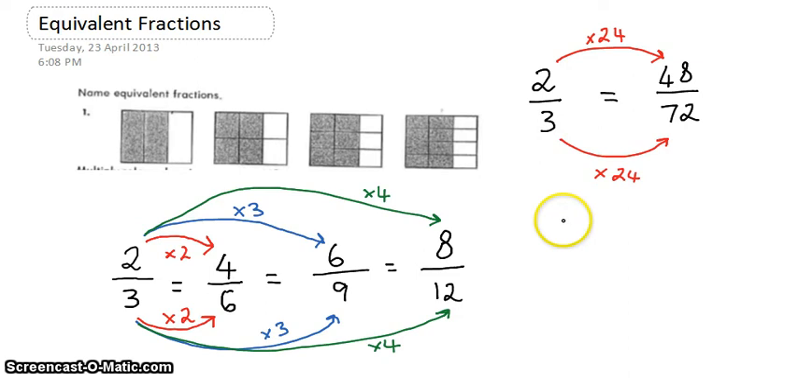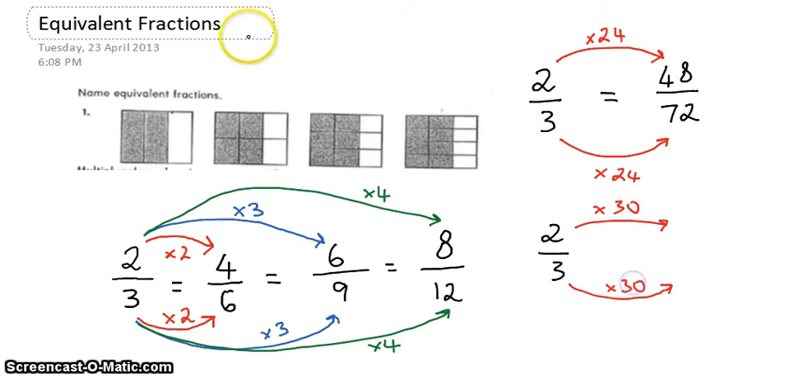So it's very easy to find equivalent fractions of a number. All we need to do is multiply them by the same number to the top as we do to the bottom. So here's another one. We're multiplying by 30, top and bottom, and we get another equivalent fraction, which is 60. And 30 times 3 is 90. Okay? So 60/90 and 48/72 are the same value as 2/3. 2/3 is just the simplest way of putting it.